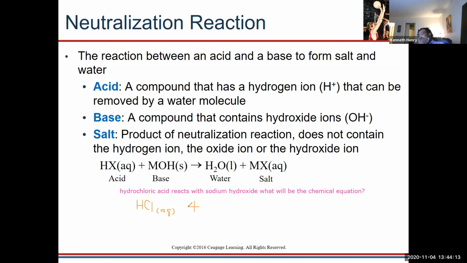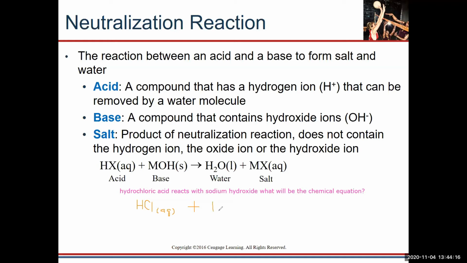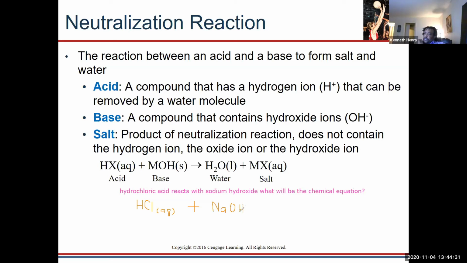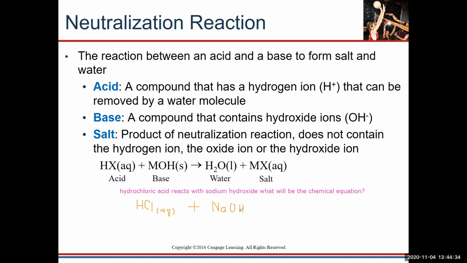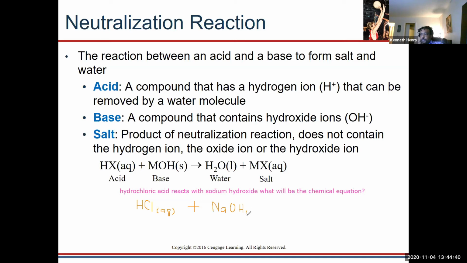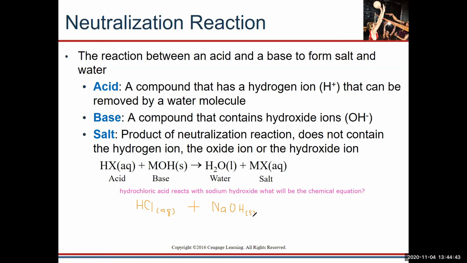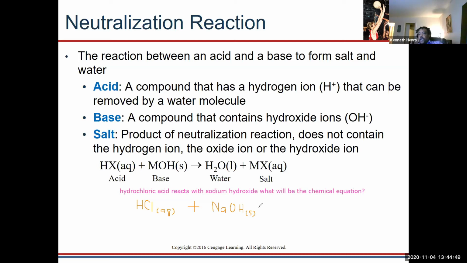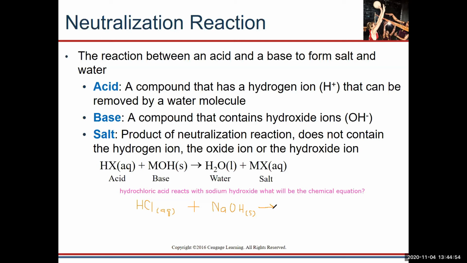And my other reactant? Sodium is Na, and then hydroxide is OH. Solid, liquid, gas, or aqueous? It could be aqueous or it could be a solid. Either one will work. Is it just because it doesn't state what it is? Yeah, in this case, it didn't tell you what it is. And we always know that if it's an acid, it's always going to be aqueous. Okay, got it.